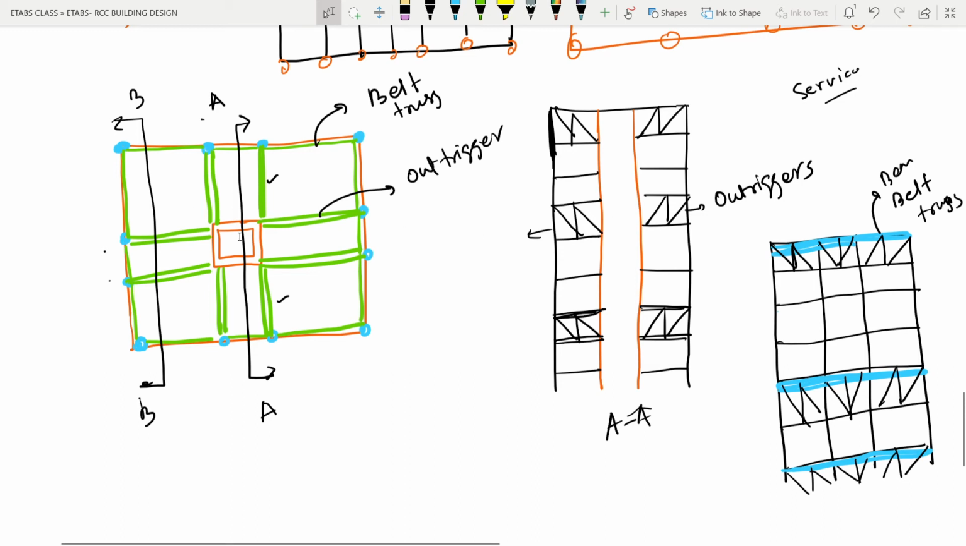Here the core area will be reduced, and these outriggers we are not providing at every floor. We are providing only on the service floor. Obviously, service floors are not for commercial use or for general use, right? So on every service floor we can provide this kind of outriggers to reduce the size of the core wall. So in that case, what will happen? We are getting higher floor area in these areas.